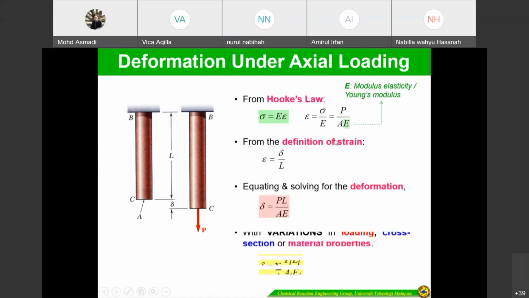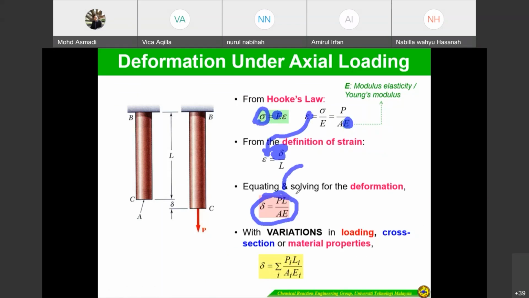Okay, so how to calculate the deformations? Of course we need the deformations, right? How to calculate this one? From sigma equal to E times epsilon. This is Hooke's law, and this is the modulus of Young, right? So just substitute into these equations, and we can get the equation for the deformation. P is the axial loading force, L is the length, A is the area, and E is the modulus of Young for the material.